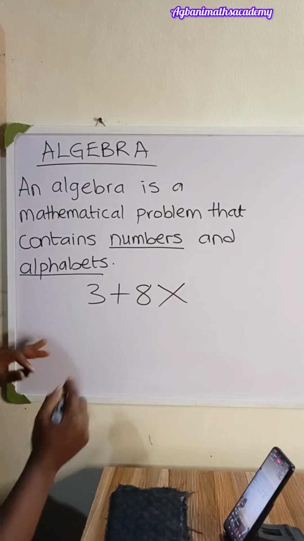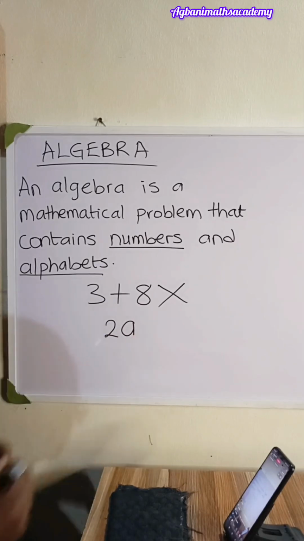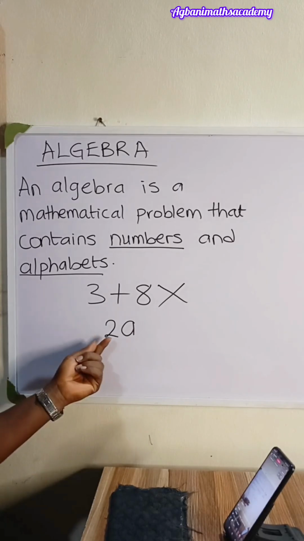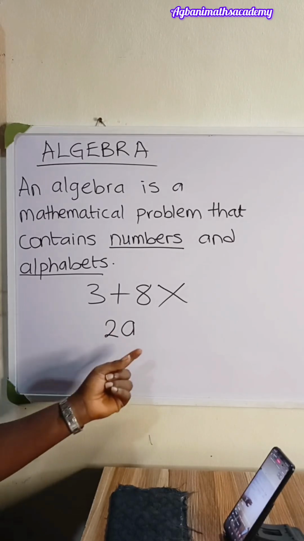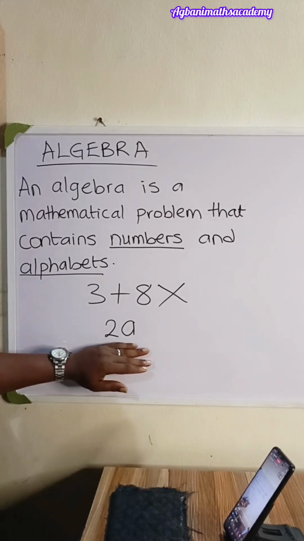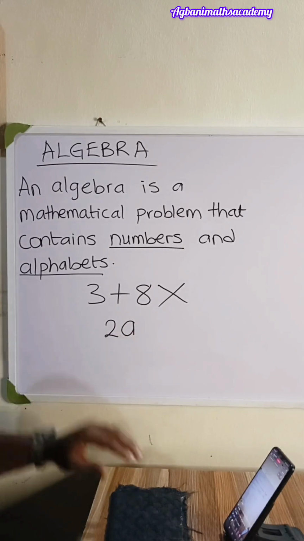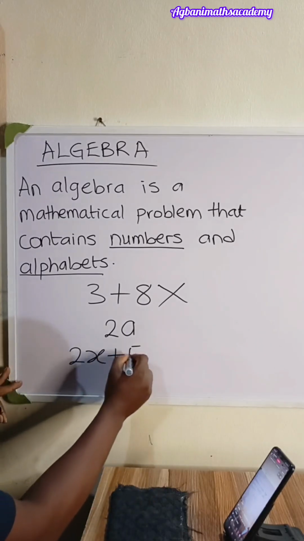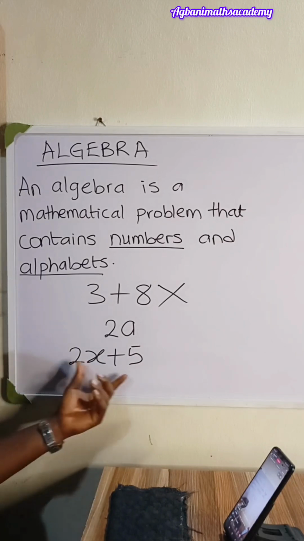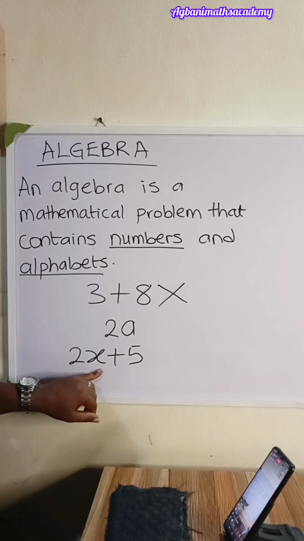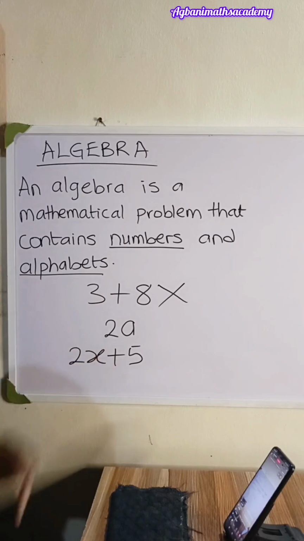But if you have something in this form, 2a, as simple as this is, 2a, because I can find a number here, and I can also find an alphabet here, this is an algebra. Okay, so once I see a number and I can also find an alphabet, that is an algebra. Let's look at other examples. 2x plus 5 is an algebra. We can see two numbers here, 2 and 5. We can also find an alphabet, x. So since we have something like this, it is an algebra.